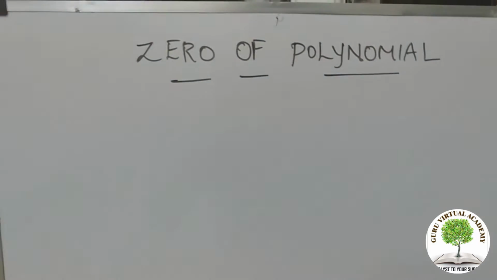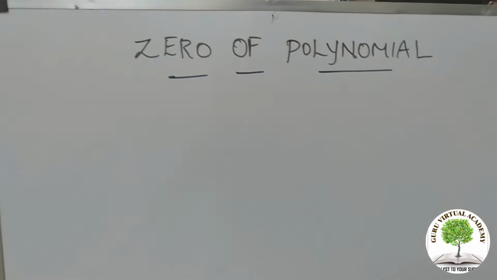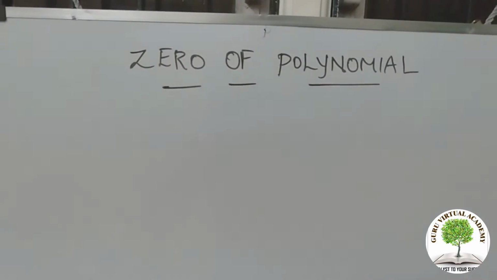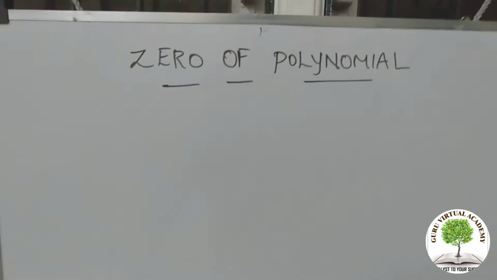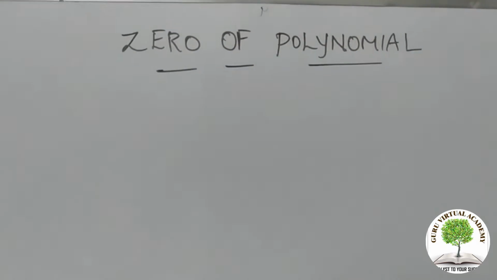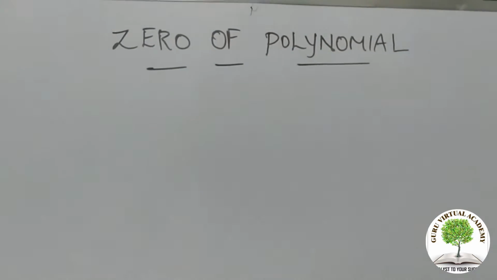In last class, what did we discuss? We saw how to classify polynomials according to their degree, what numerical coefficients are and how to find them. And in today's class, let us learn about zero of a polynomial. So chapter 2, class 9 NCERT syllabus.